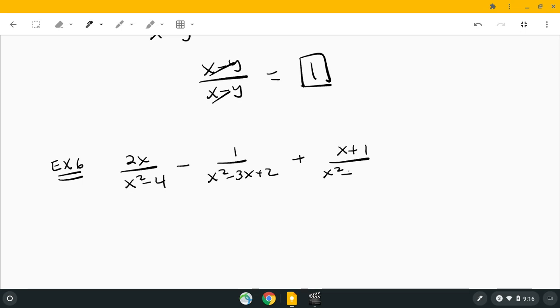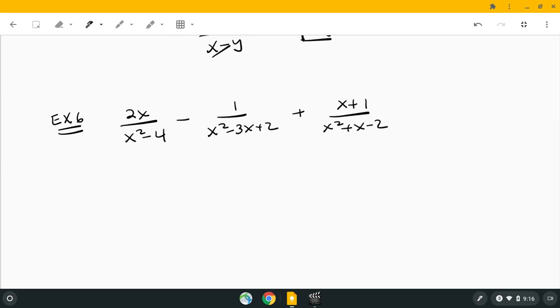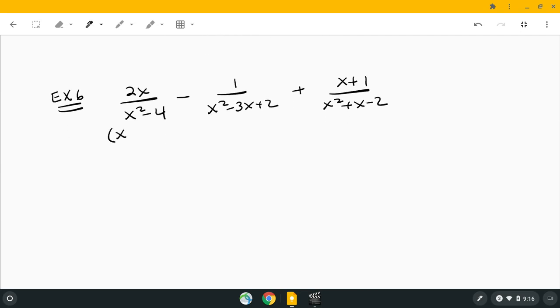X squared plus x minus 2. Okay, so let's go ahead and factor all of our denominators. Here, I'll do it in blue. Actually, let's do it in purple. Okay. X plus 2, x minus 2. Perfect squares, right? And then this one, x times x, both signs the same, 2 and 1. Okay. This one, x times x, opposite signs, 2 and 1. Where to put the 2? Here. Okay. All right, so let's take a look.